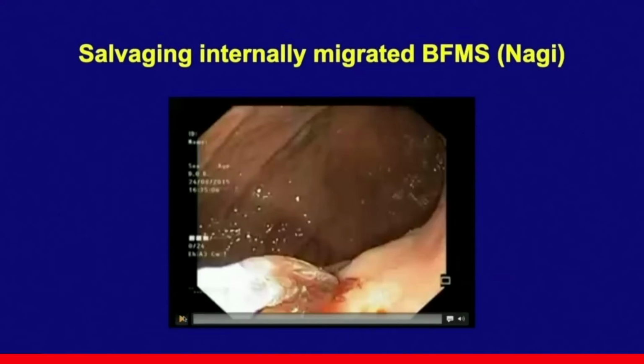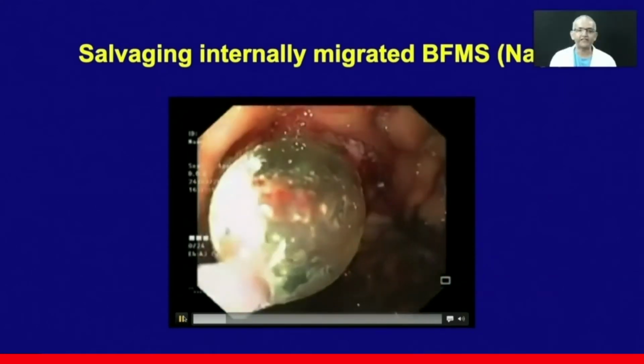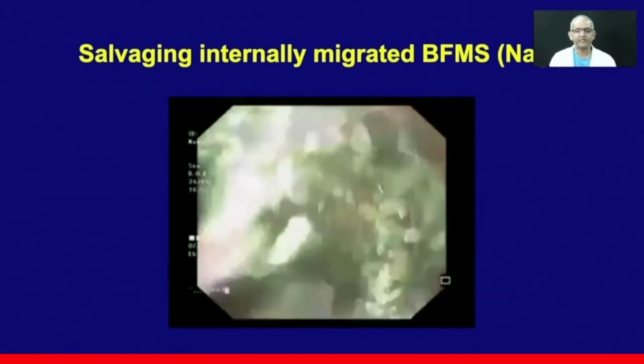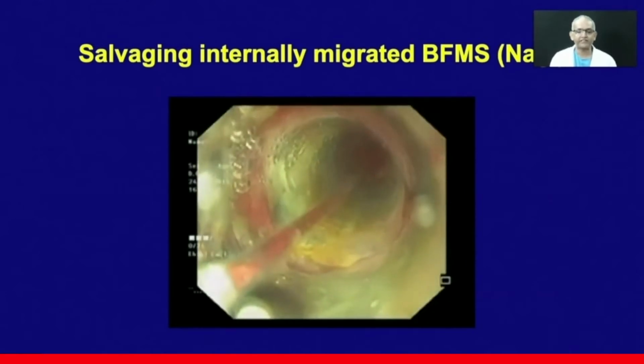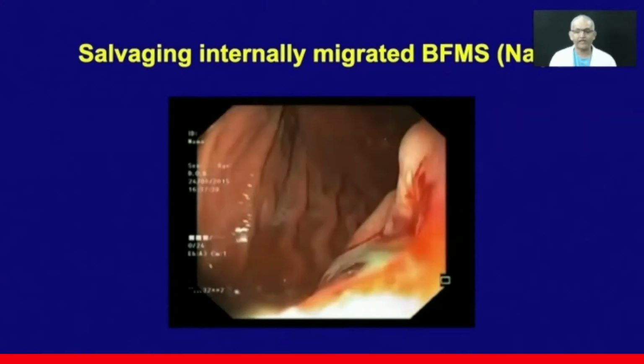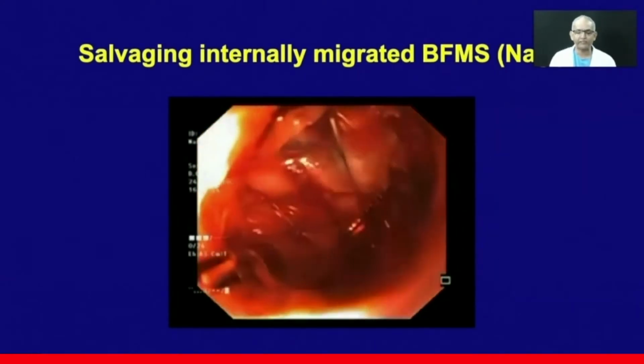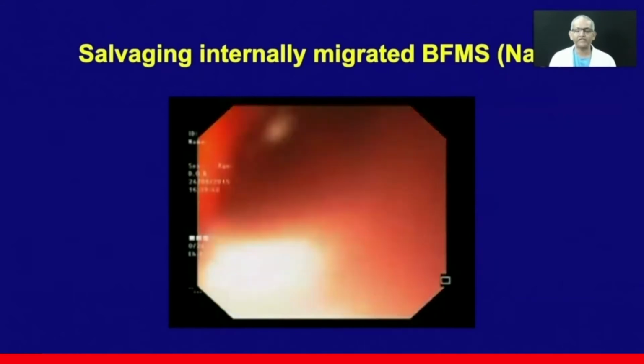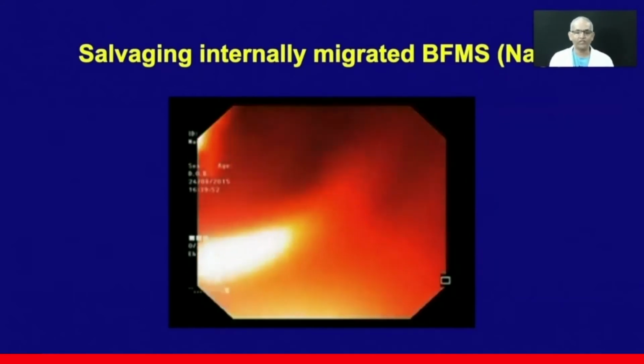And 2 days later, this time we went beside the plastic stent, passed the guide wire into the cyst cavity, dilated the vessels, and then went inside. There's a little bit of pus coming out. Then we saw the metal stent just inside the wall.